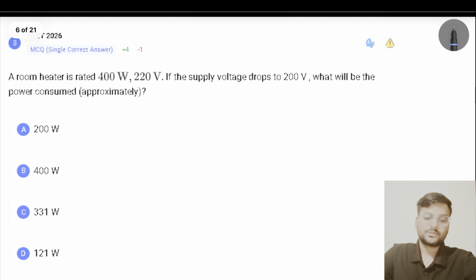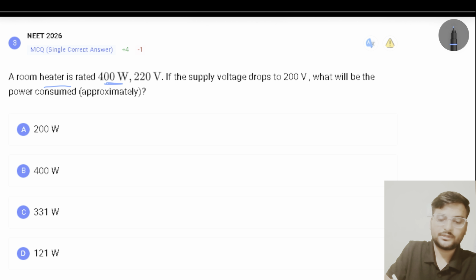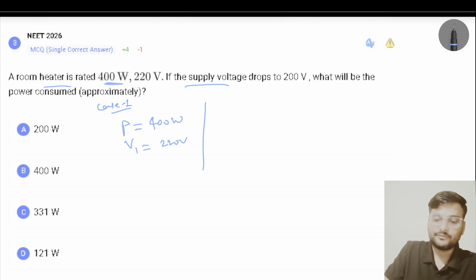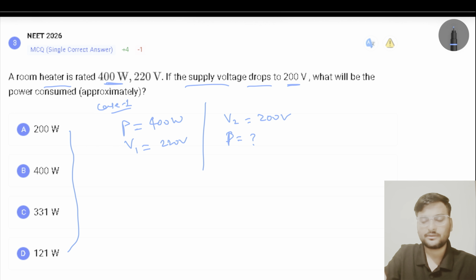The next question is given to you from heat, or we can say the power formula, right? So we are discussing the heat and power formula because a heater is given to you. The power rating of the heater is given, that is 400 watt, and the voltage is 220 volt. Okay, this is case one. Where if the supply voltage is dropped, suppose V2 is given to you as 200 volt, they ask you what is the power in this case. Okay, the options are all in watt, so power is being asked.